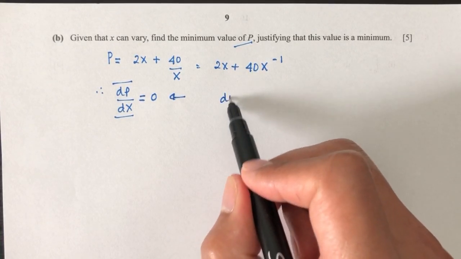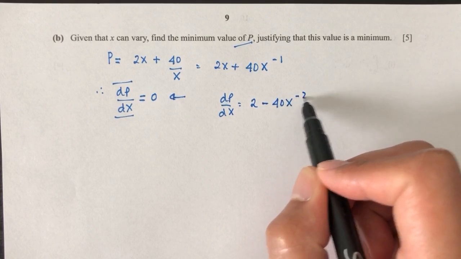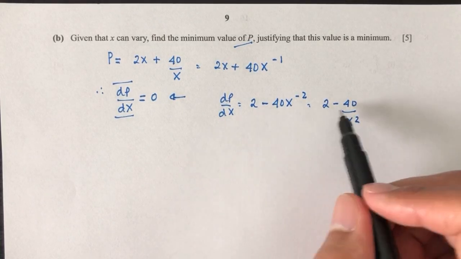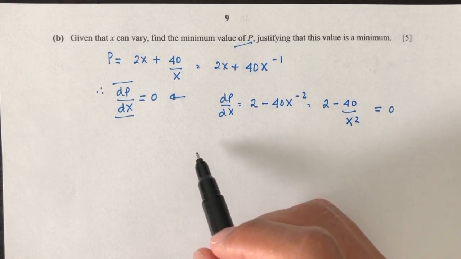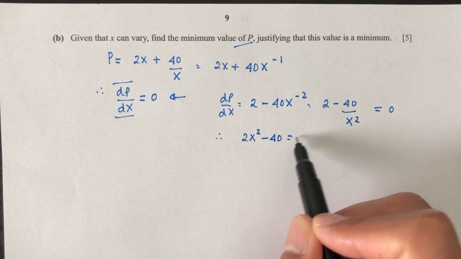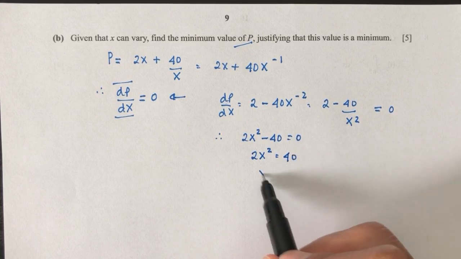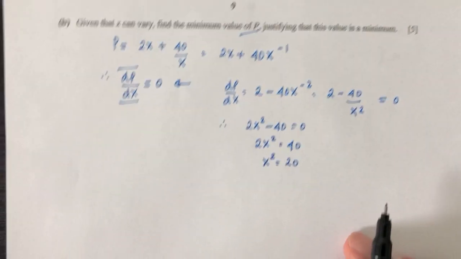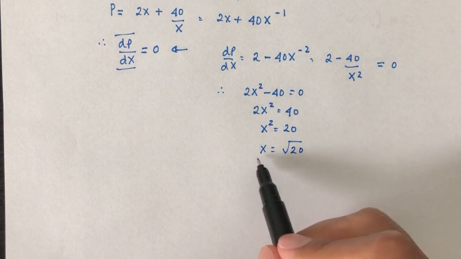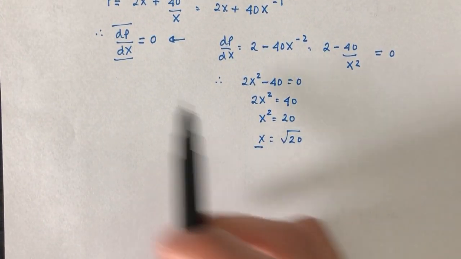So let's do that. dp by dx is equal to 2 minus 40x to the power of minus 2, which is 2 minus 40 over x squared. So this is equal to 0. Solve for the value of x. Multiplying by x squared everywhere, we have 2x squared minus 40 equal to 0. This will be 2x squared equal to 40, so x squared will be 20. So x will be square root of 20. Since x is the radius, it cannot be negative, so it is square root of 20.